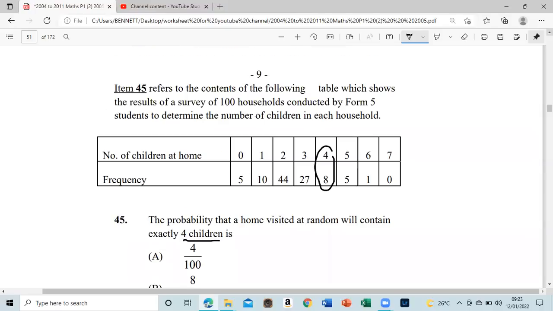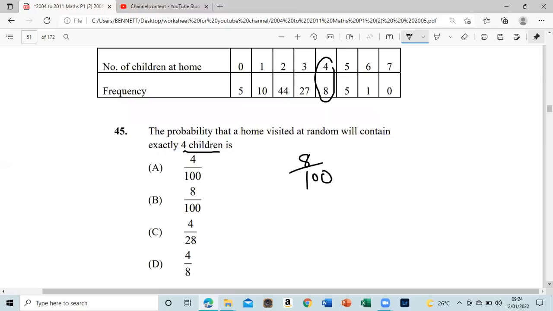Alright. The table shows that the frequencies add up to 100: 5, 10, 15. Alright, what's the probability that a home visited at random will contain exactly 8 children? Okay, so 8. So it'll be 8 out of 100. So that would be P. We'll never break it down.